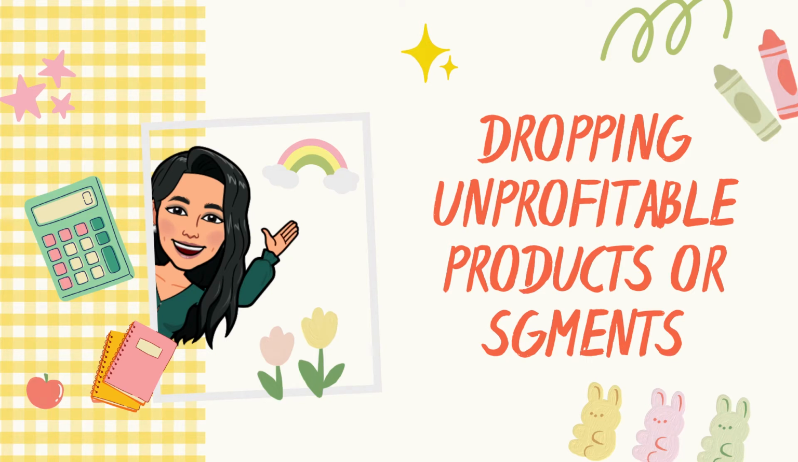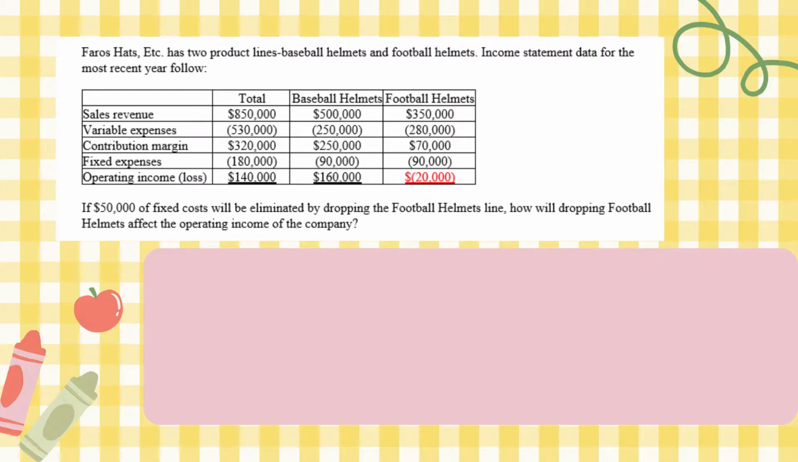Hello. Now we're gonna do dropping unprofitable products or segments. Again, we're still in managerial accounting, chapter 25. Pharos Hats has two product lines, baseball helmets and football helmets. So we have two products here: baseball helmets and football helmets.